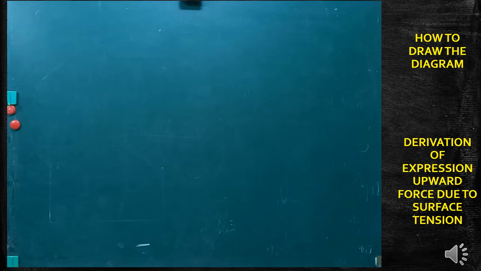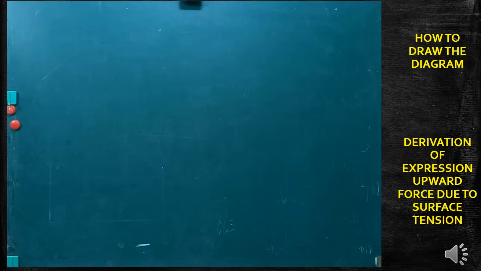In this presentation, we are going to derive the expression for surface tension by capillary rise method. Before going to derive the expression, we have to understand the theory part of the derivation. The capillary rise is more dominant in the case of very fine tubes, but this phenomenon is the outcome of the force of surface tension.